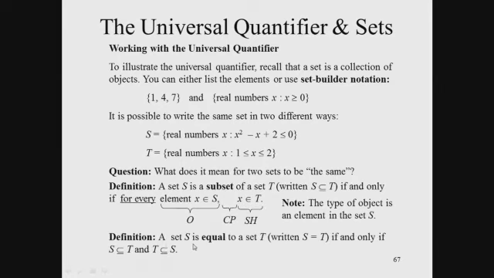So now we can define what it means for two sets to be equal. A set S is equal to a set T if and only if S is a subset of T, meaning all the elements that are in S are in T, and T is a subset of S, meaning all the elements that are in T are also in S. So using these definitions now, what we're going to do is talk about proof techniques.